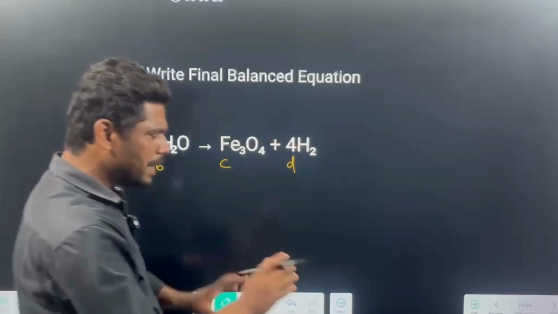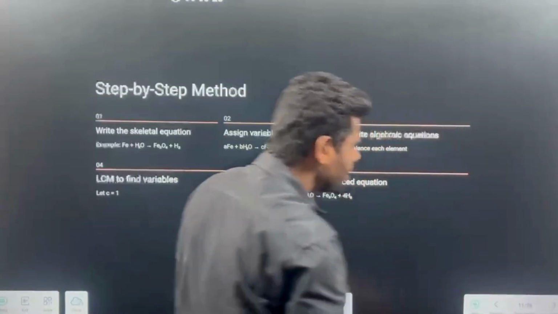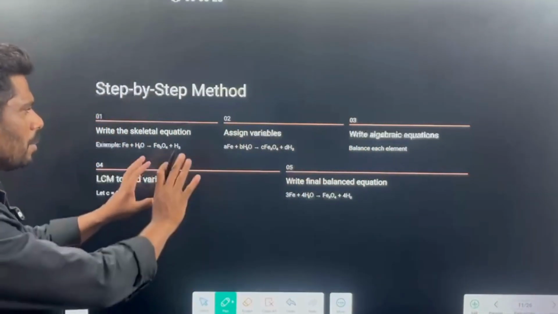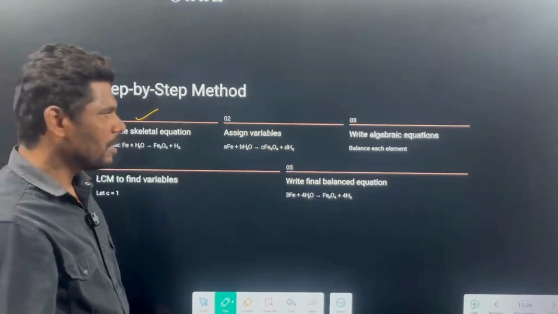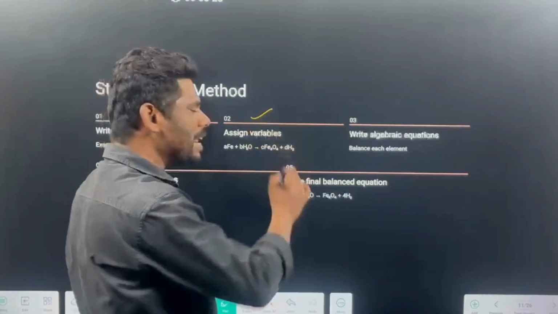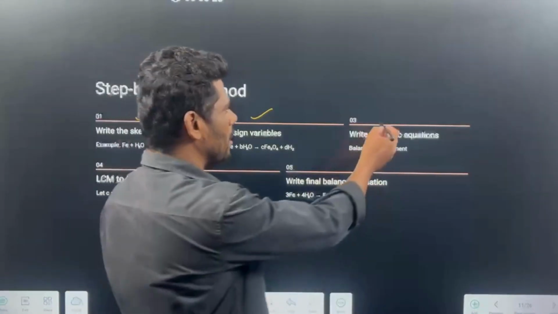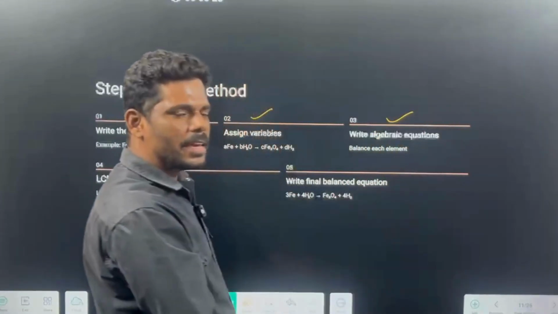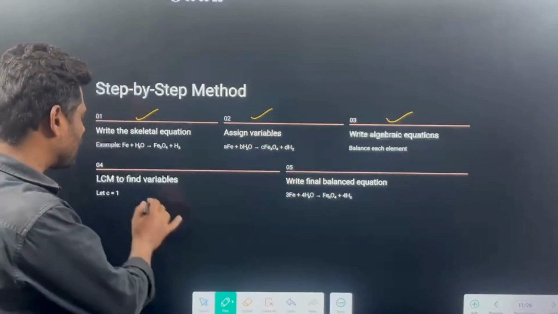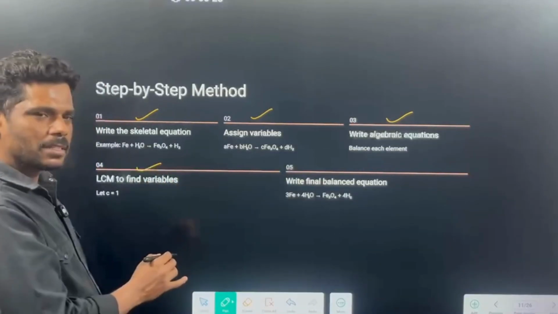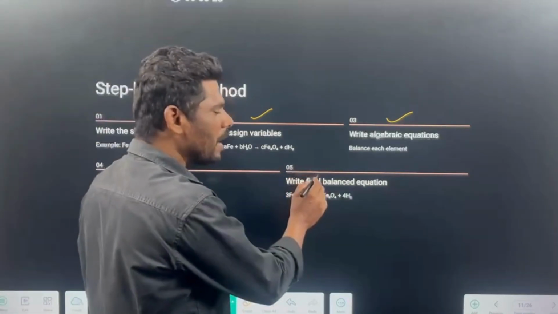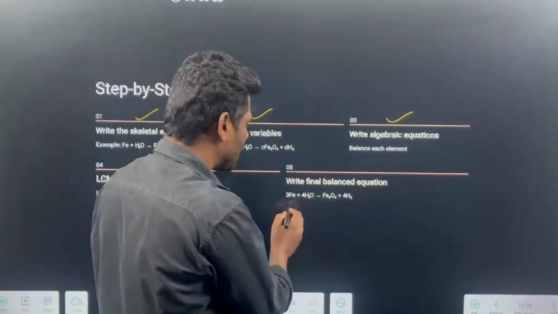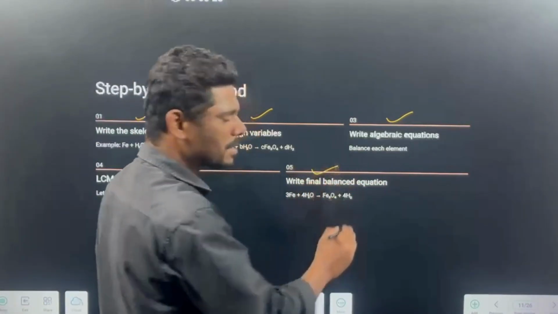This is the simplest method to balance any chemical equation, where we have 5 simple steps. The first step, just write the skeletal equation, then assign the variables as coefficients, then write the algebraic equations by taking the different elements as reference, then find the LCM and find the values of the variables, and finally write the balanced equation.